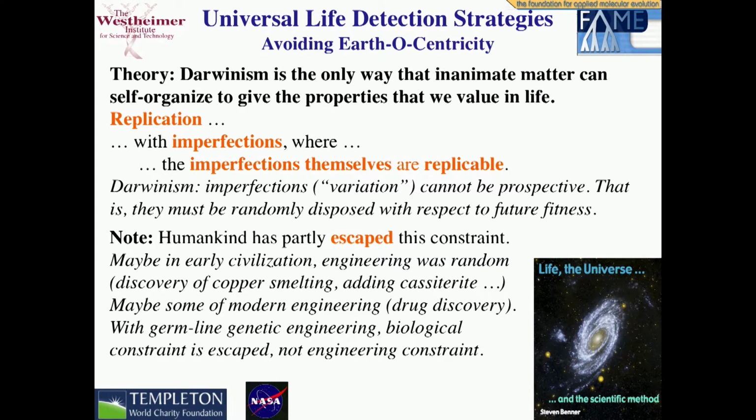Now, you've got to keep in mind that humankind has partly escaped this constraint. It depends on how you view engineering. It's quite possible that copper smelting was by accident, when somebody put green rock into a campfire and then by accident scooped some cassiterite out of the ashes. And even modern engineering, right? No one thinks that the 747 airplane is designed by random chance, but there's a large amount of random variation, like in drug discovery and other forms of engineering. What you do have to understand is that with germline genetic engineering, you will escape the biological constraint, but not necessarily the engineering constraint, because we don't really know what nucleotides we want to change in your inherited material to make you more fit in the future. But never mind.